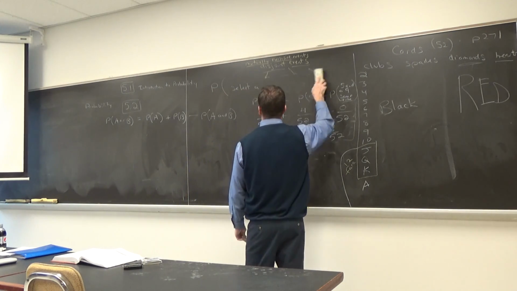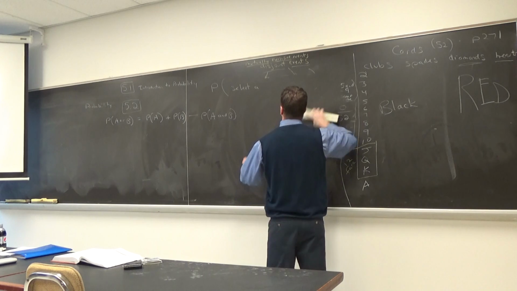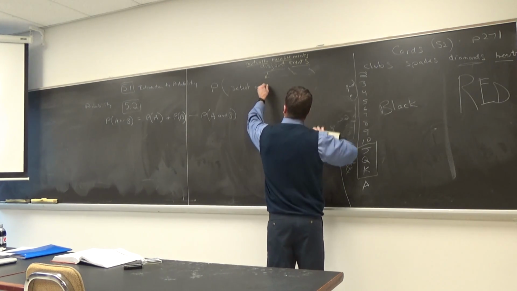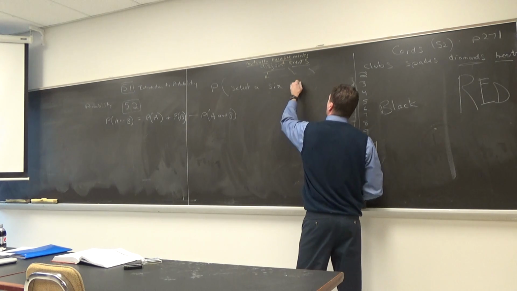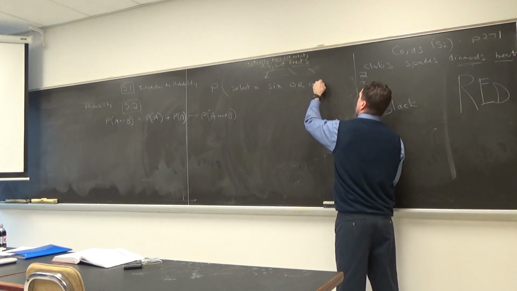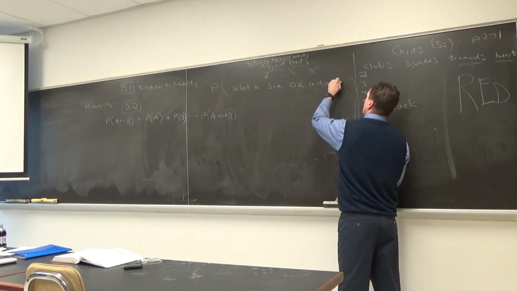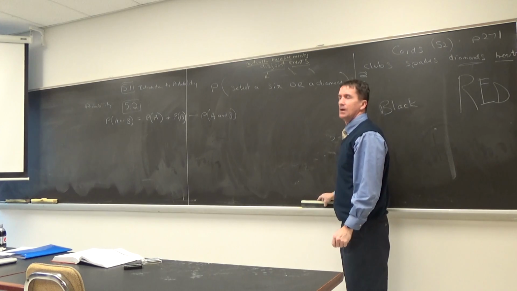What's the probability? You select a 6 or a diamond from the deck. A 6 or a diamond.